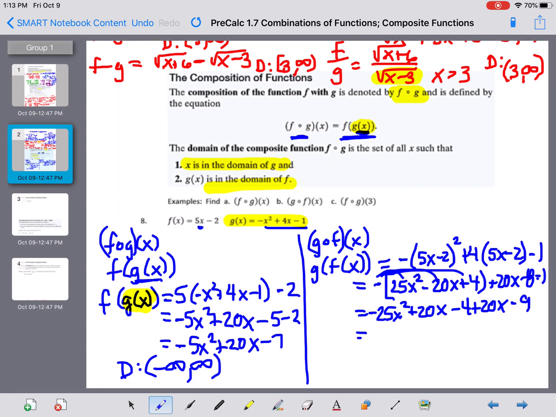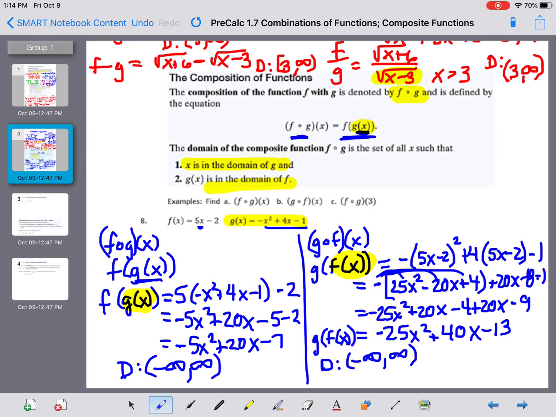All right, one more time of combining like terms. Negative 25x squared plus 40x minus 13. And there is my g of f of x. Okay, so I started on the inside, worked my way to the outside. Once again, I look at my f of x this time because that is where my inside value is what's going to set my domain. F of x had no restrictions on it, so that doesn't carry anything through. When I get my final answer here, it has no restrictions on it, so it looks like my domain can stay negative infinity to infinity.